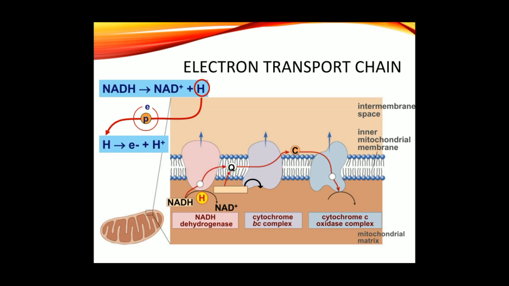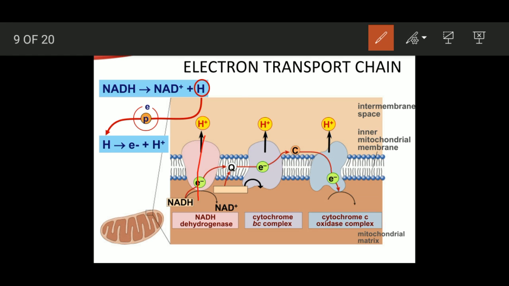Here what happens is the NADH is being converted into NAD plus, releasing hydrogen here. This hydrogen will again split into electron and proton, as you can see here, and these electrons will be carried into complex 1. In complex 1 they pass through a series of prosthetic groups and proteins, and thus finally release energy, which helps in the pumping of H plus, as you can clearly see here, from the matrix to the intermembranous space.